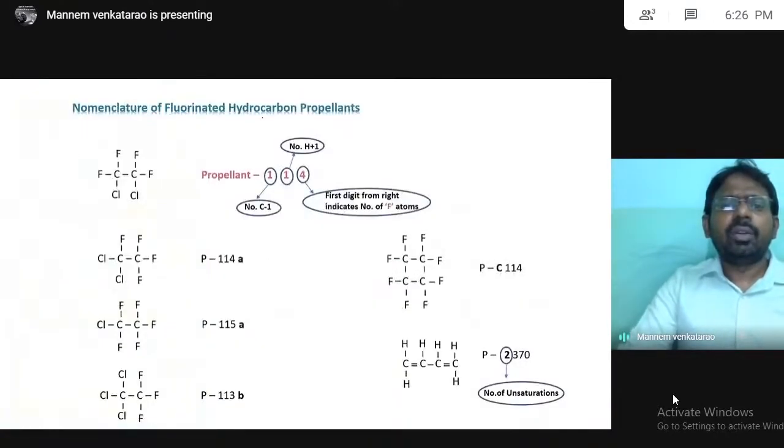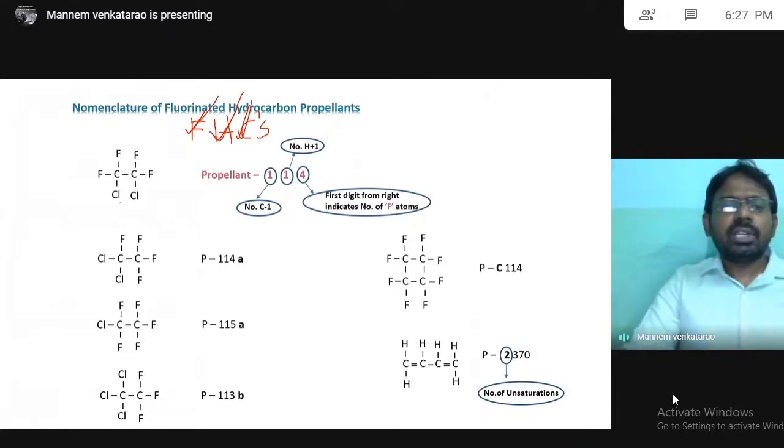nomenclature of fluorinated hydrocarbons. Fluorinated hydrocarbon means it contains fluorine, hydrogen, and carbon. That's why my target is to know how many fluorines are there, how many hydrogens are there, how many carbons are there. In addition to chlorine, bromine, whatever it may be, I don't want to know how many chlorines or how many bromines are there. My target is to estimate how many fluorines, hydrogens, and carbons are there.